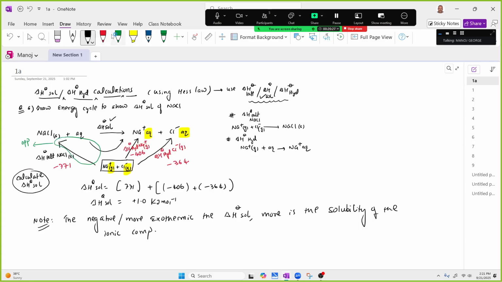There is one word which I wanted to add here. Actually, the correct word should be, because I want to teach you two different terms here. Draw enthalpy. This is the enthalpy cycle. The Hess law basically is to be called as the enthalpy cycle.